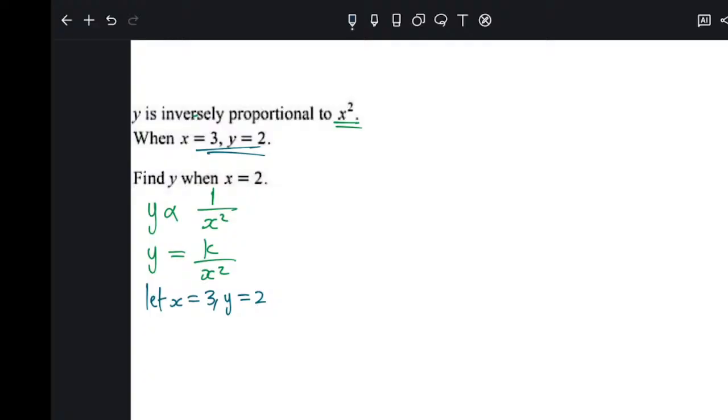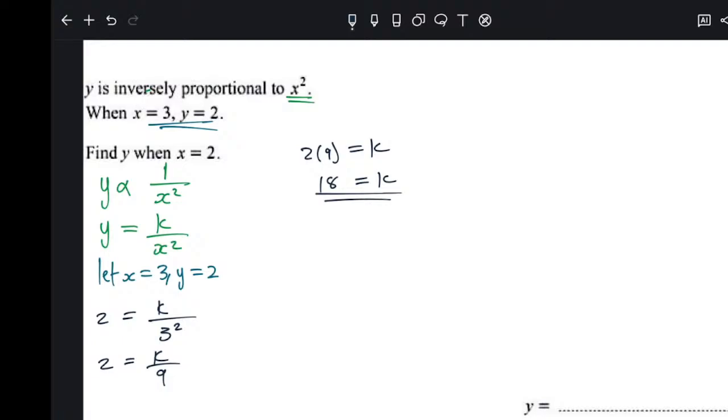Right, now we'll be saying x is 3, y is 2. You now say where there is y, you're putting 2 is equal to k over where there is x, you're putting 3, 3 squared. 2 is equal to k over 9. You take 9 to the other side. 2 by 9 is equal to k. 2 by 9 is what? 18. 18 is equal to k. So this becomes your k, not the y, your k. So you now rewrite here. Step number 2, you rewrite it once you have k. Y is now equal to 18 over x squared.